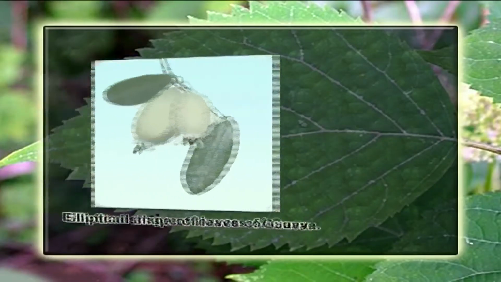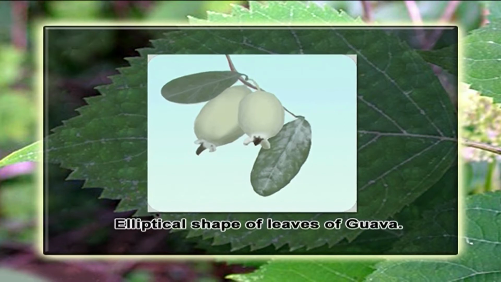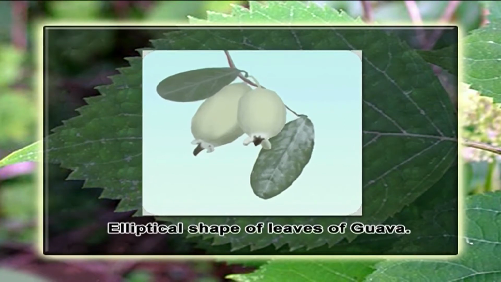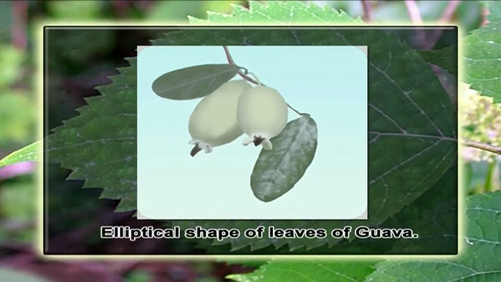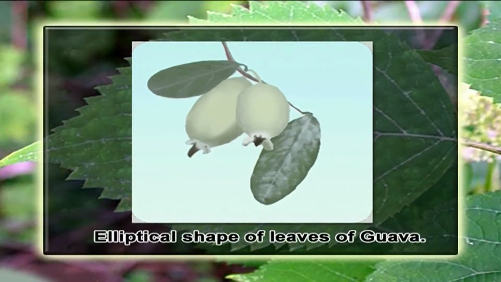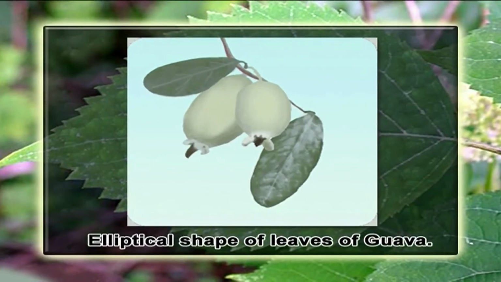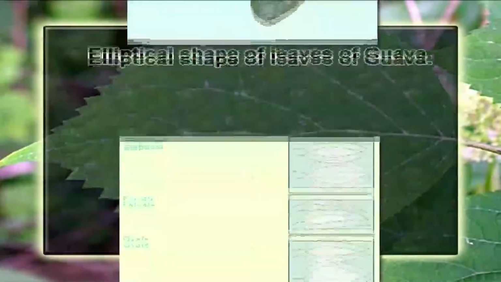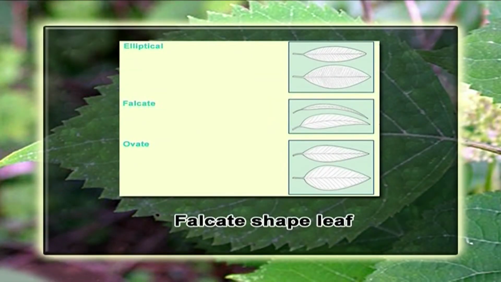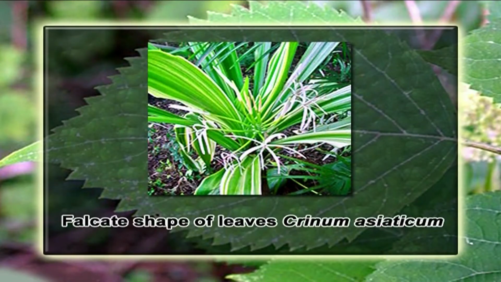Then deltoid, these are triangular like the Greek delta letter, bottom two corners often rounded off, as in leaves of Populus glauca. Then elliptical, these are oval in outline, narrow to rounded ends and widest at or about the middle. For example, we have leaves of guava. Falcate, that's hooked like a sickle or beak of a falcon. For example, Crinum asiaticum.